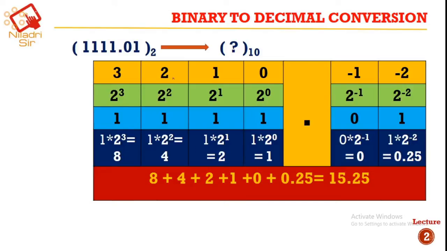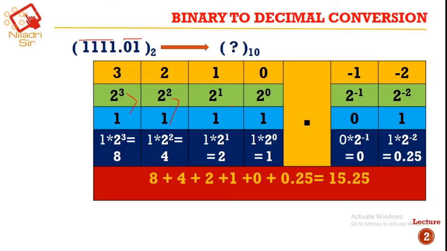This is the combination of the first two examples. The indexes are 3, 2, 1, 0 for this portion, and minus 1, minus 2, minus 3 for this portion. So 2 to the power 3, 2 to the power 2, 2 to the power 1, 2 to the power 0, and here 2 to the power index value. And these are the numbers 1, 1, 1, and 1. Here also 1, 0, and 1 are the numbers.